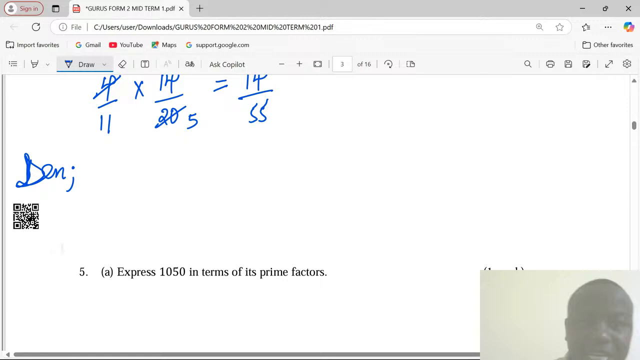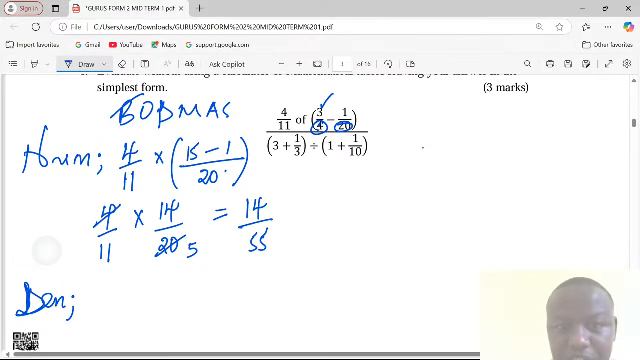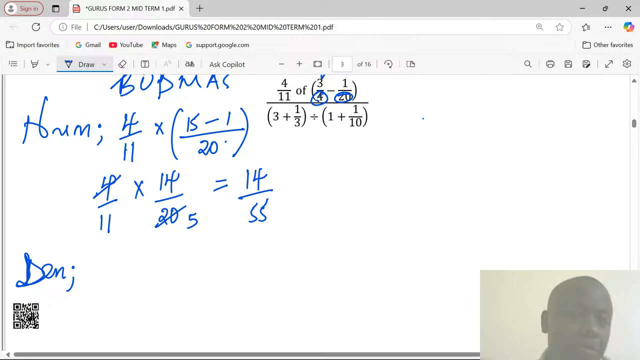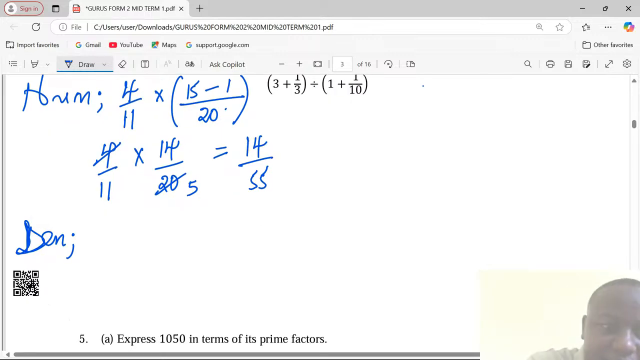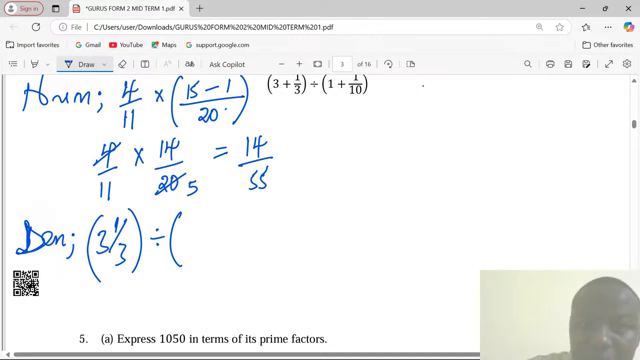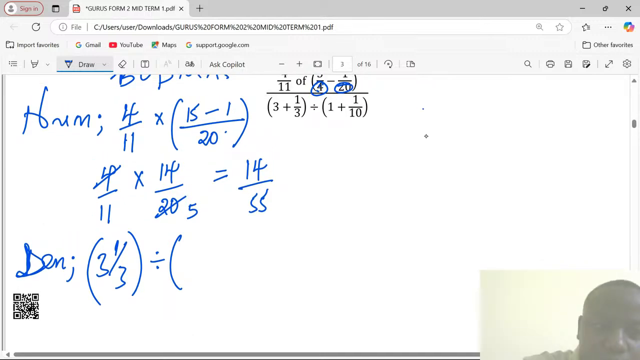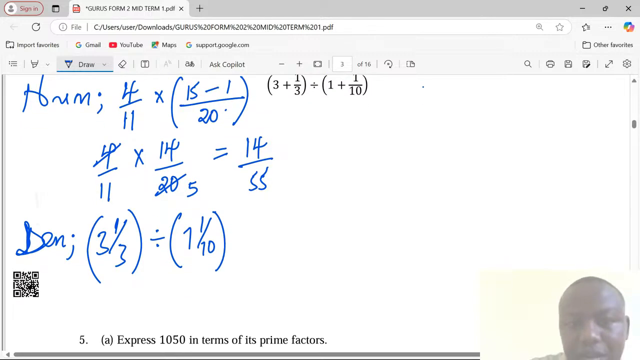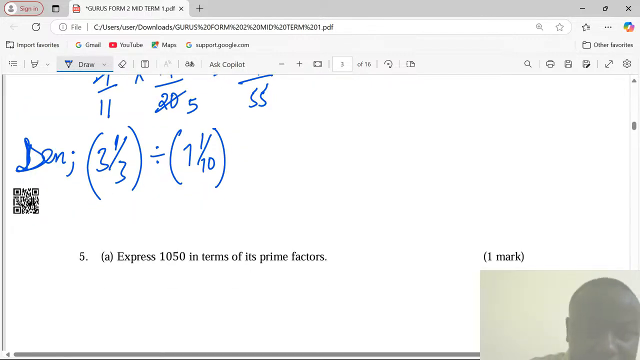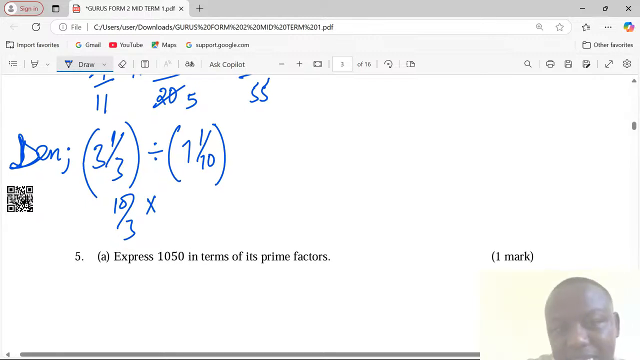Let us look at the denominator now, so that we may combine the simplified formats of each. From the first bracket, I'm going to get 3 plus a third, which is 3 and a third. Then the other bracket, what are we getting? I'm having 1 plus 1 out of 10, which will be 1 and 1 out of 10. So I've worked out whatever was inside the brackets. Now I have to make this one an improper fraction for simplification. So I'll be talking of 3 times 3 plus 1, that's 10 over 3.